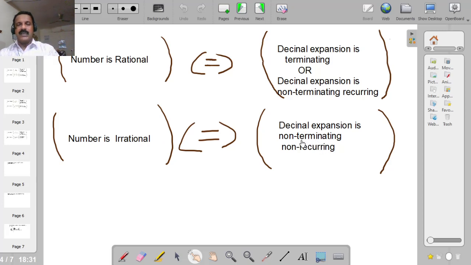So if a number is irrational, the decimal expansion is non-terminating and non-recurring. And the converse is also true: if the decimal expansion is non-terminating and non-recurring, then the number is irrational. If this condition is satisfied, that means the number is irrational. Okay.